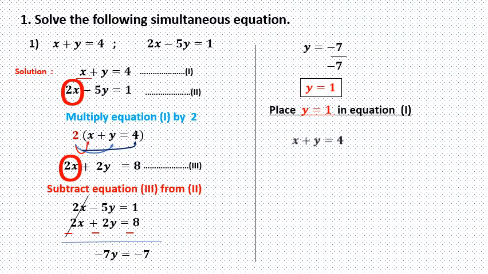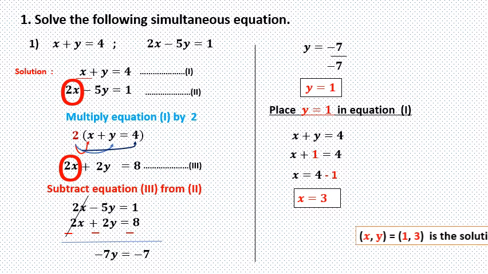Equation number 1 is x plus y equal to 4. Writing 1 in place of y, it becomes x plus 1 equal to 4. When 1 goes to the right side, it becomes x equal to 4 minus 1. So 4 minus 1 is 3. Now we got the value of both variables x as well as y. So x comma y equal to 3 comma 1 is the solution of the given equations. That is the common solution for both equations.